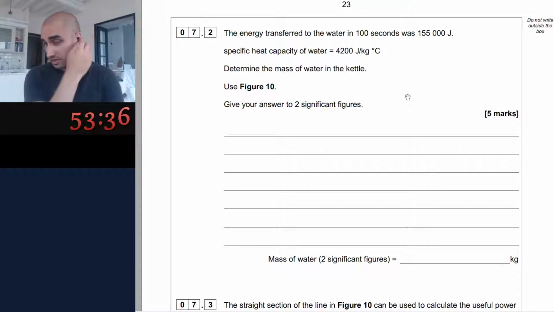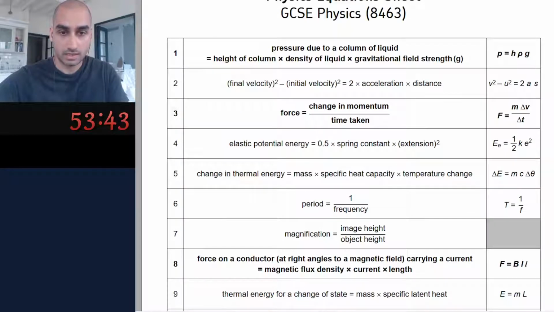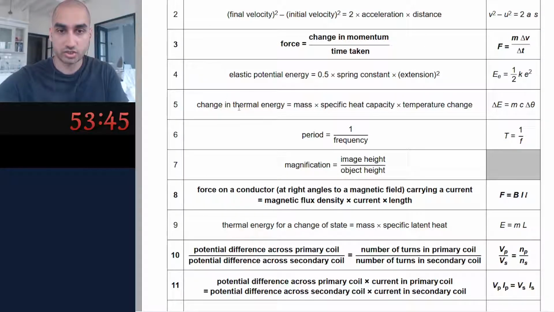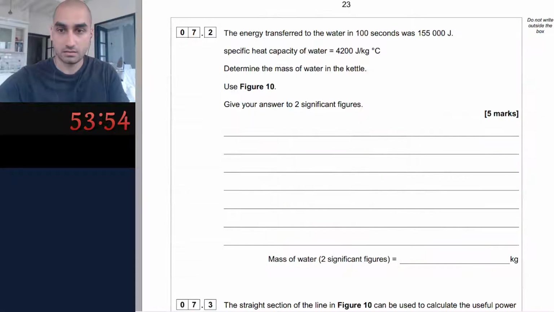Why is it 5 marks? What the heck? Let me have a look at this formula booklet. I think this was here. Here we are. Change in thermal energy equals mass times specific heat capacity times temperature change. Change in thermal, so delta E.